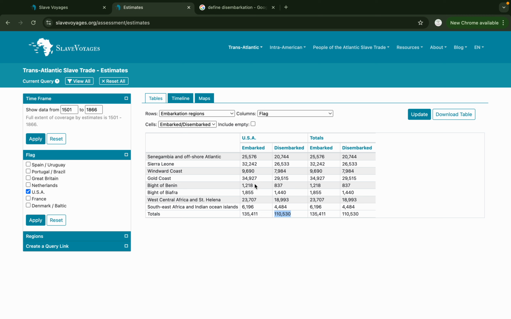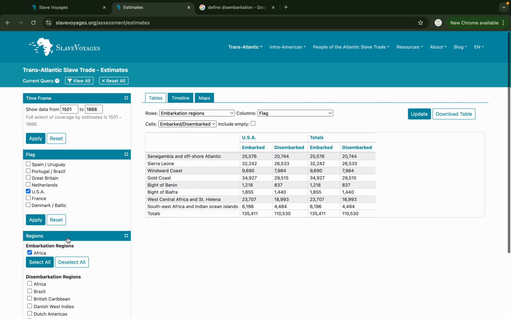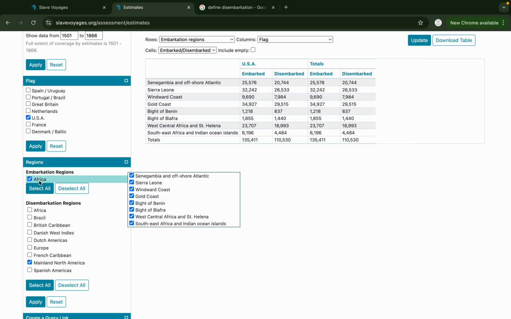Bight of Benin, that's a smaller number. Gold Coast, we have Sierra Leone, we have the Senegambia area. Of course, we have the West Central Africa and St. Helena. Yeah, this is different. Okay, let me flip it.